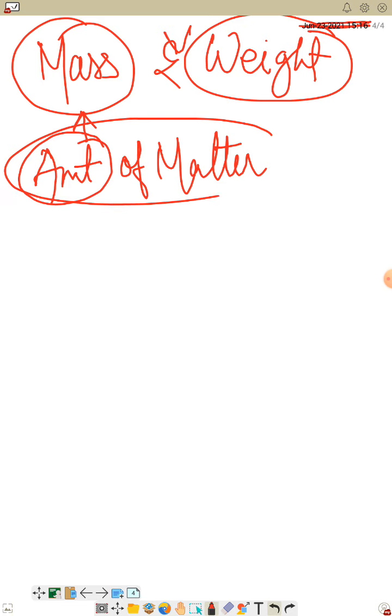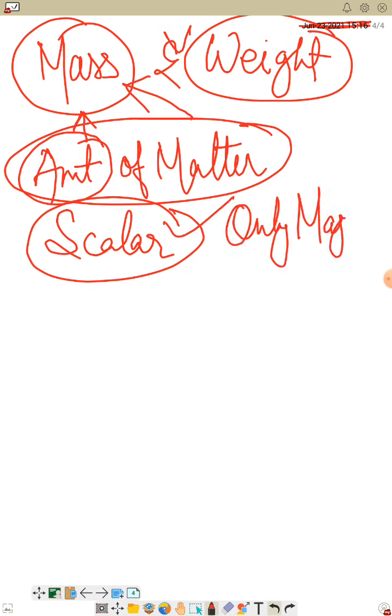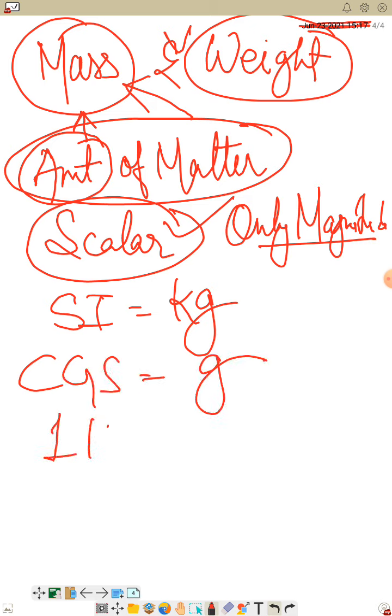एउटा बडीमा कति matter छ, त्यसलाई त भन्छ mass. So mass is the amount of matter contained in a body. It is a scalar quantity. When we say scalar quantity, it has only magnitude, no direction. Are you getting my point? Yes. Now its SI unit is kilogram, abbreviated as kg, and its CGS unit is gram, where 1 kilogram equals 1000 gram. Is it understood?